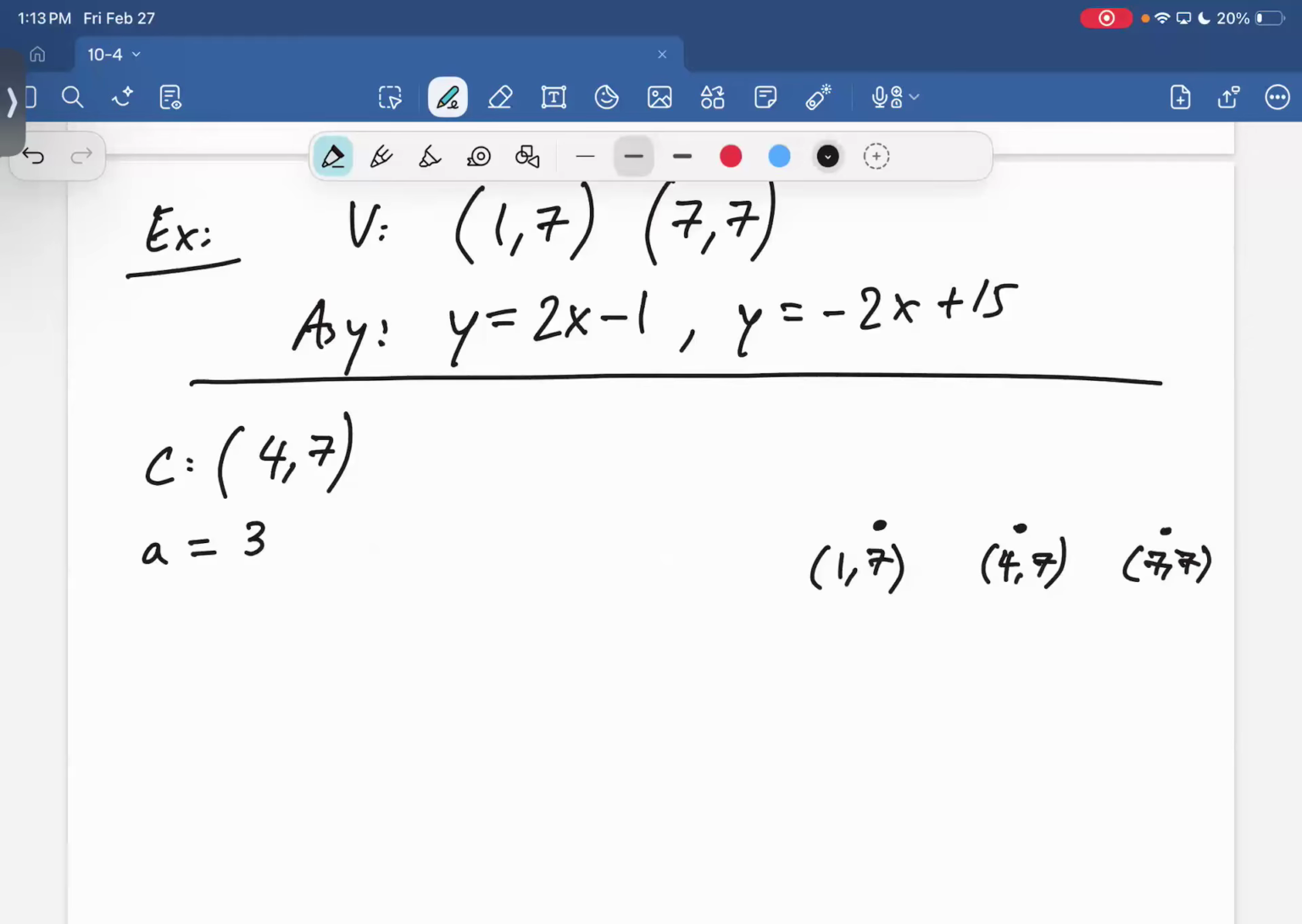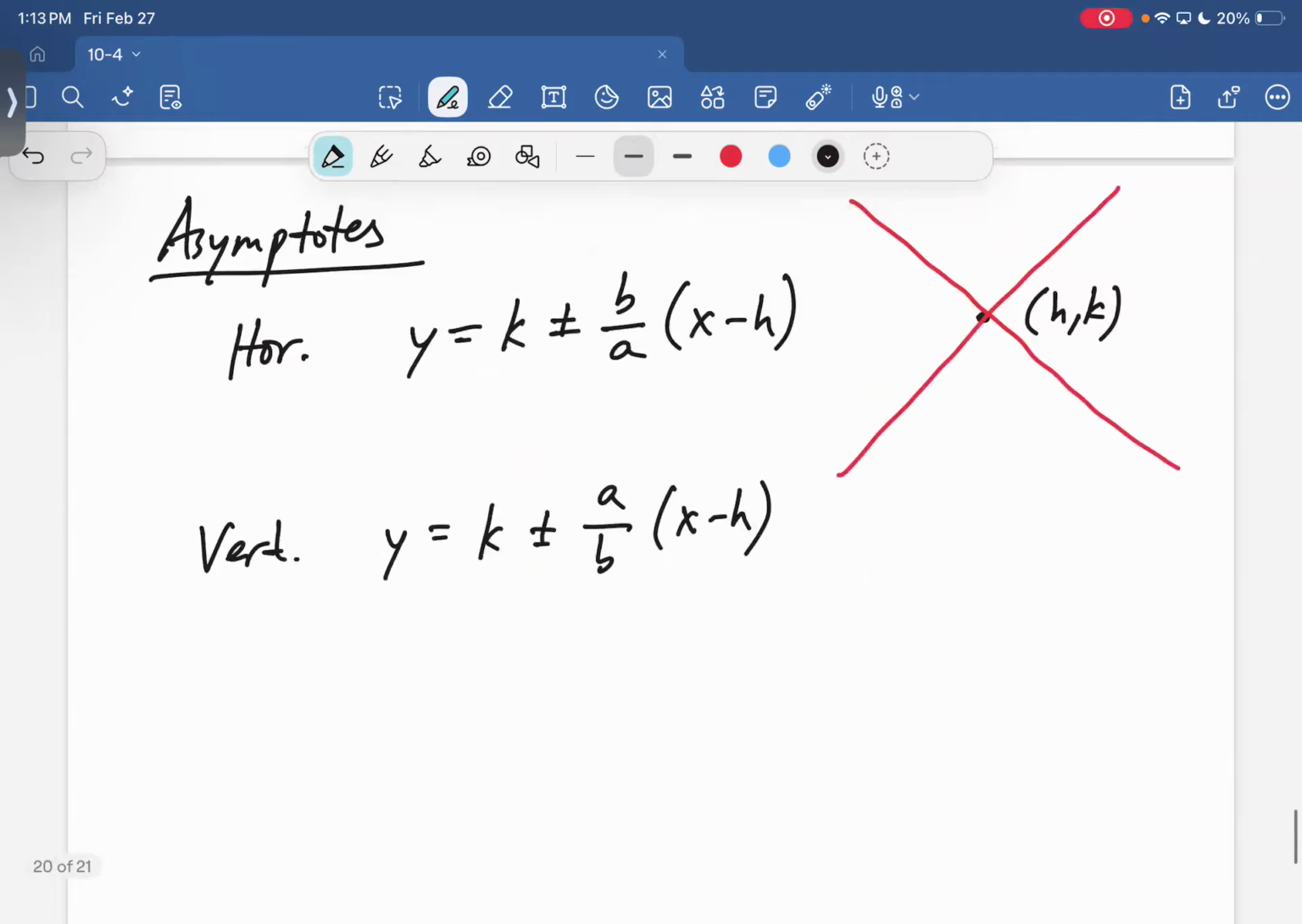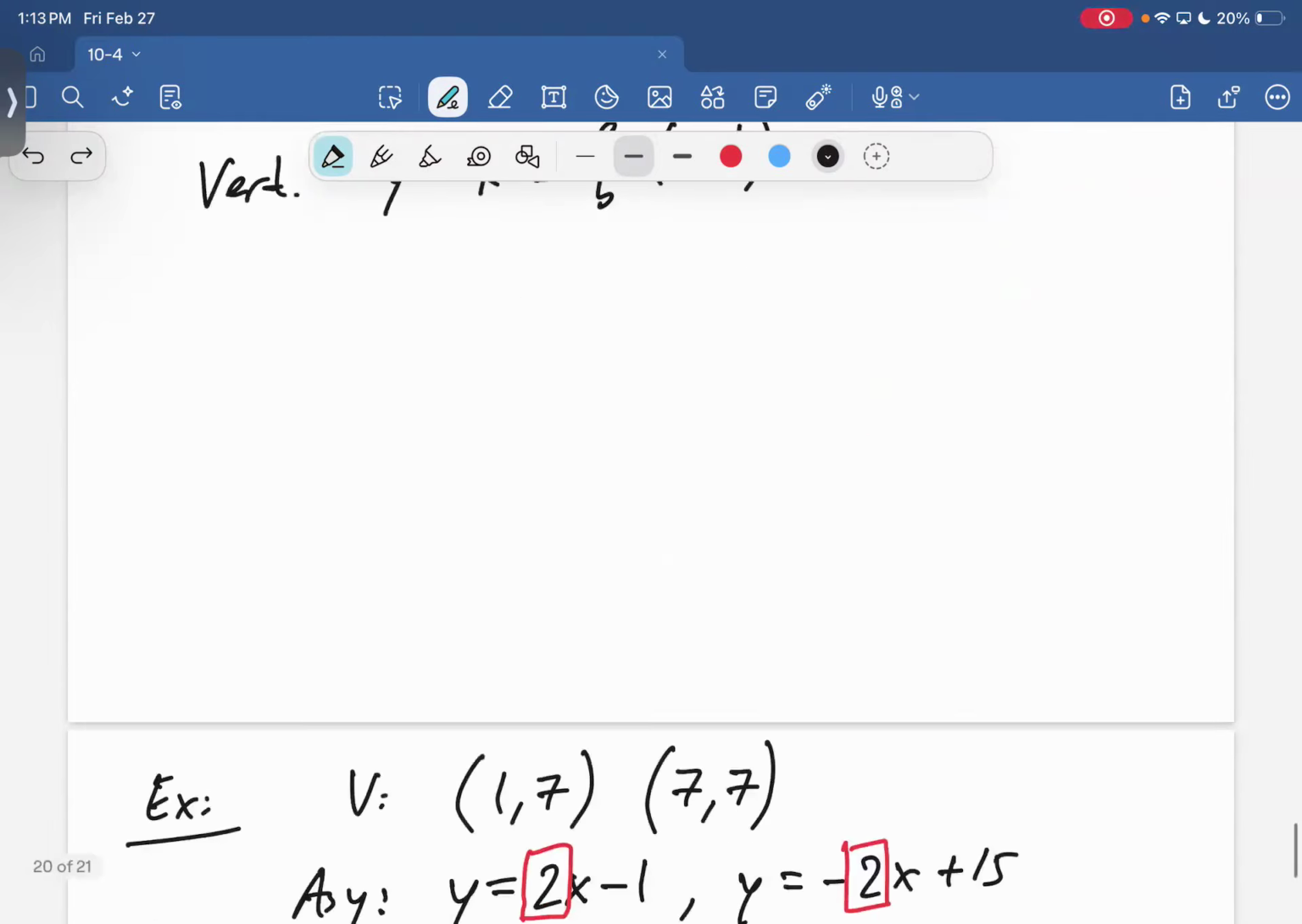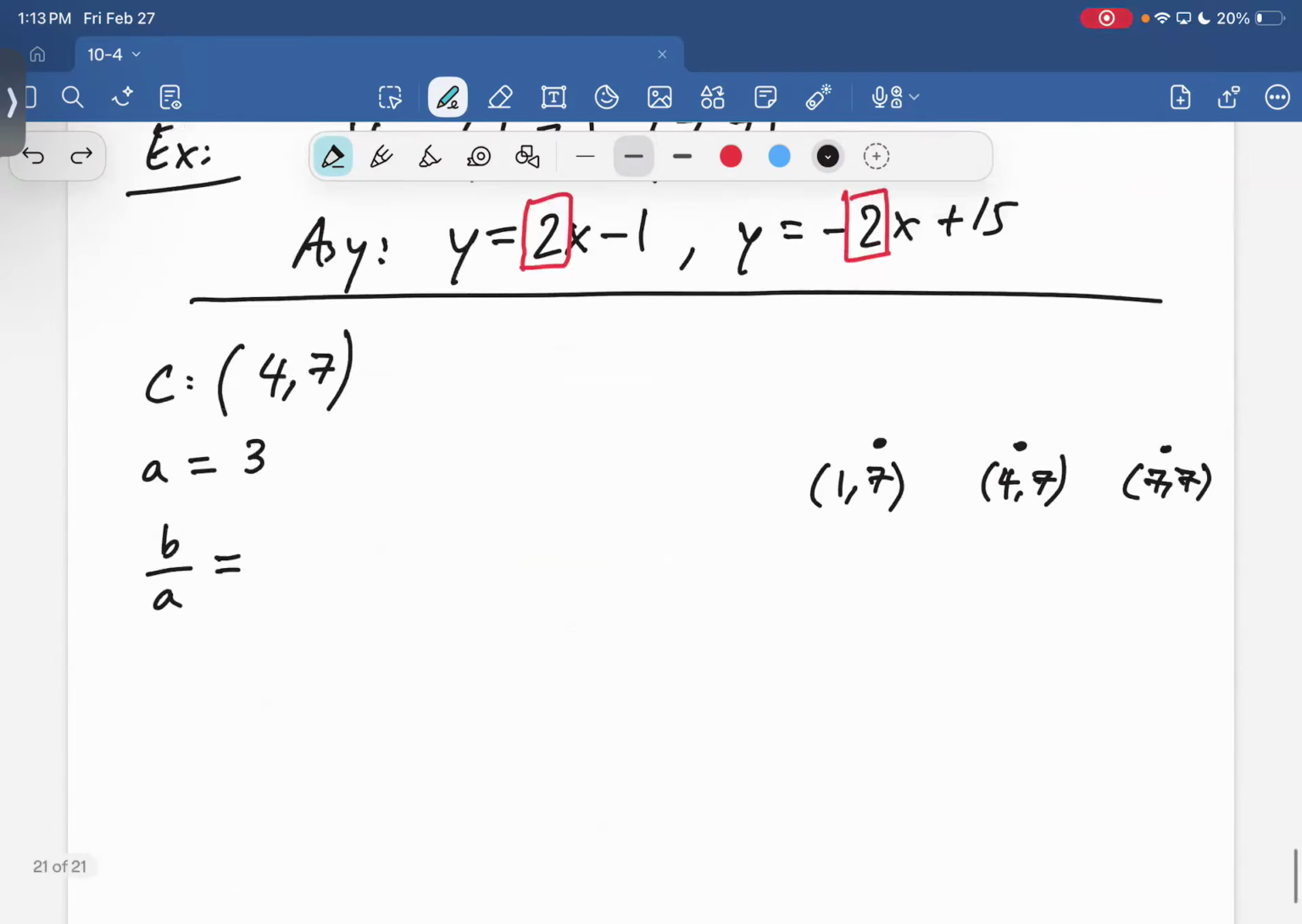I'm going to have to use the slopes of the asymptotes, right? So I'm going to have to look at this 2 here and this negative 2. Because I know that this is a horizontal hyperbola, I know that the slopes of the asymptotes are going to be given by B over A, right? Because I have that equation here. I know it's horizontal, so the slope has to be B over A. So that tells me that the slope is going to be 2 for the asymptotes of the hyperbolas. Okay, so if A equals 3, then that means B will have to equal 6, right?